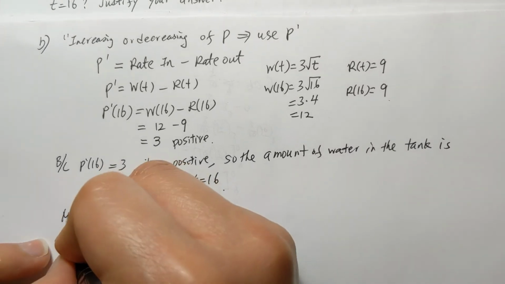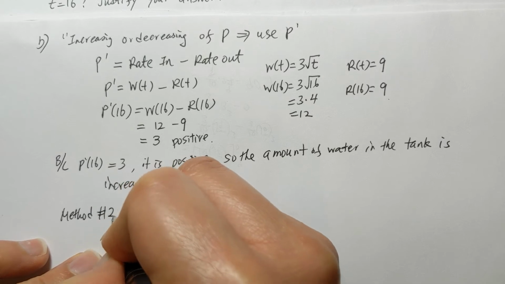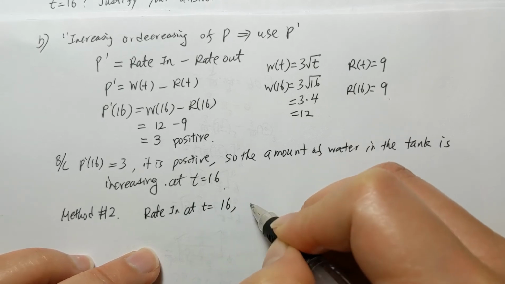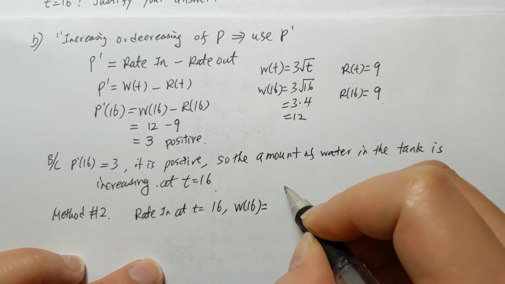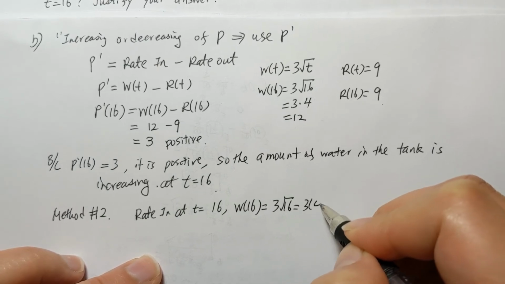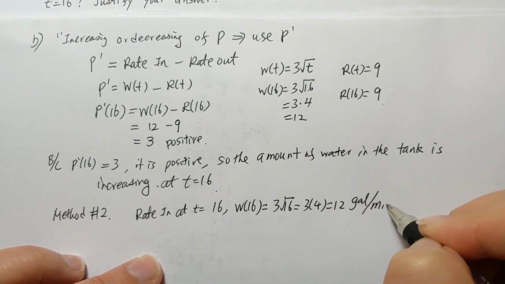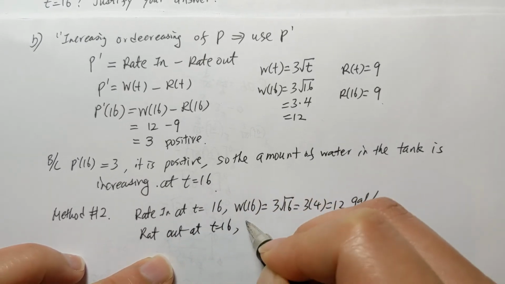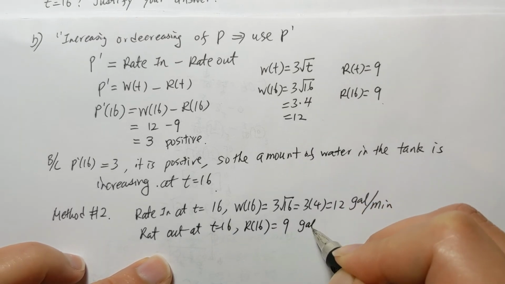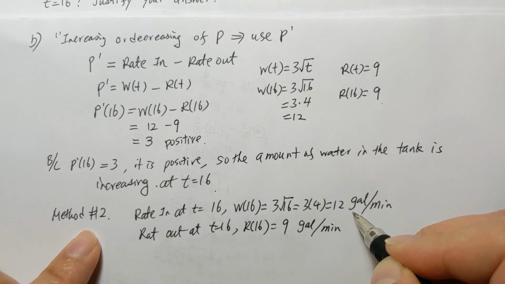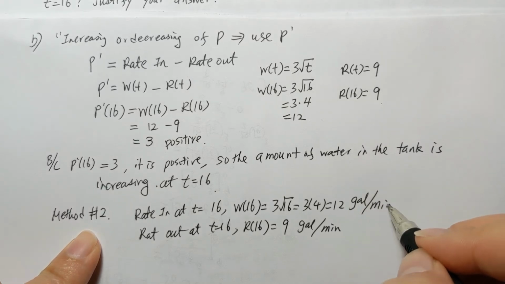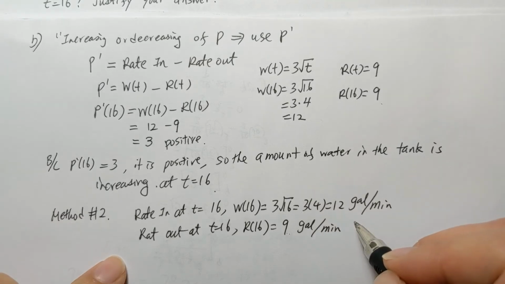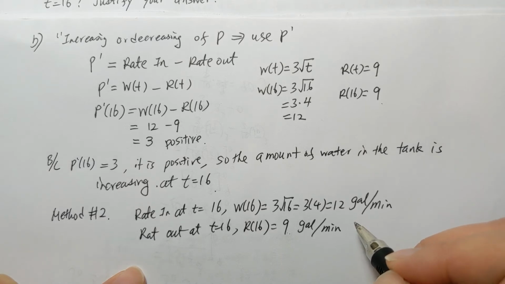Now let's take a look at method 2. You don't have to do both methods, you can just choose one. So the rate in at t equal to 16, W of 16 equals 3 square root 16, equals 3 times 4, equals 12 gallons per minute. And then the rate out at t equal to 16, R of 16 equals 9 gallons per minute. The water goes in at 12 gallons per minute. The water goes out at 9 gallons per minute. So definitely, then you will see the volume of the water will be increasing.